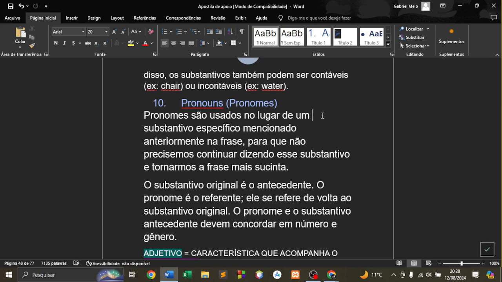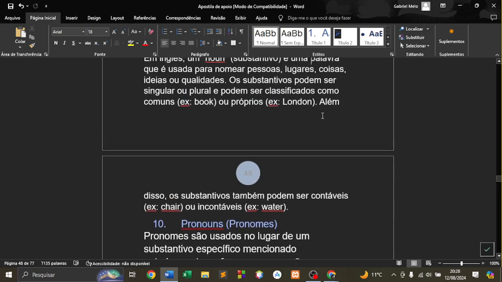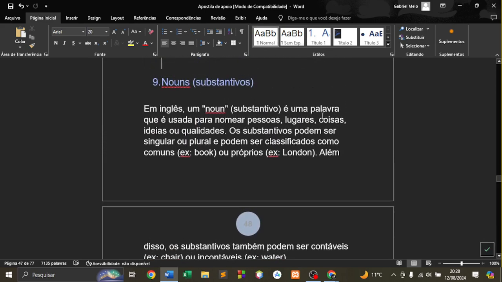Okay? First, to understand the pronouns better, you need to understand what is a noun. Please read the definition of noun on your screen.